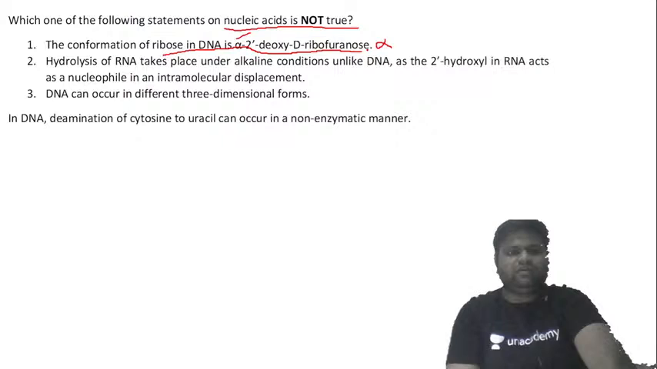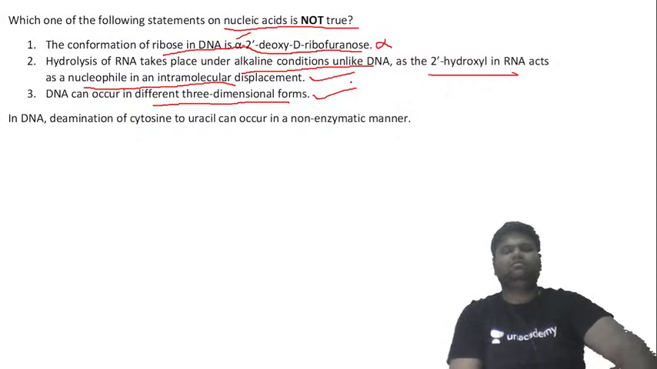And in the second statement, hydrolysis of RNA takes place in an alkaline condition unlike DNA, as the 2 prime hydroxyl in RNA acts as a nucleophile in an intermolecular displacement. This is a correct statement. DNA can occur in different three-dimensional form. This is also a correct statement.